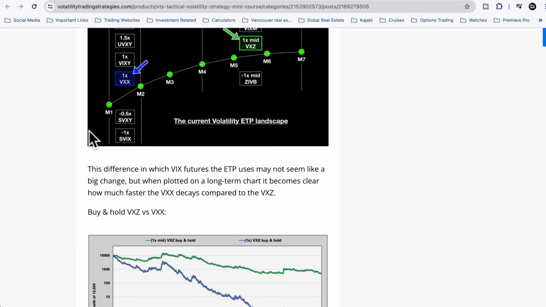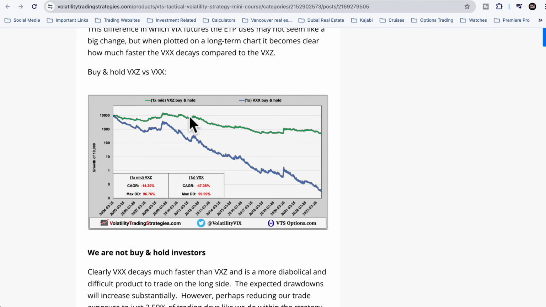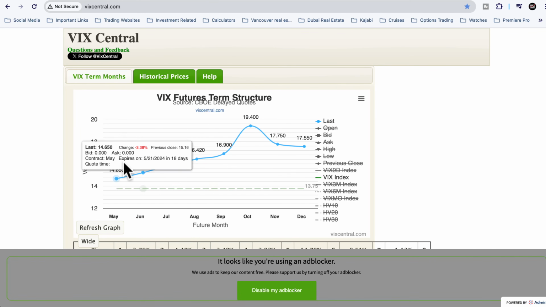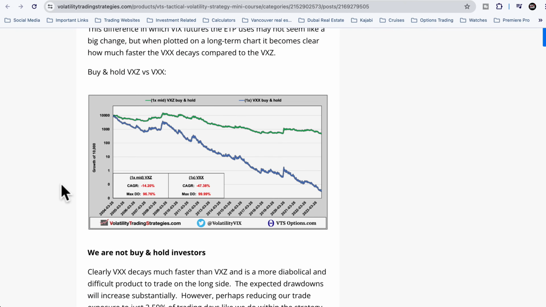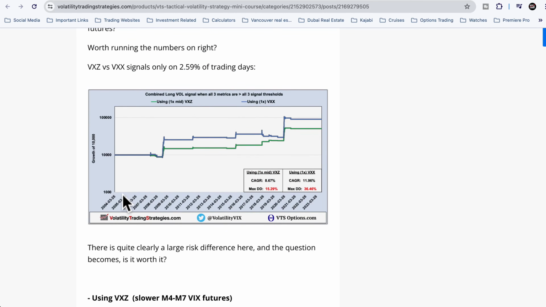But if you want to see a comparison between the VXZ and the VXX, I can just sub them out. Of course, the VXX is a stronger product because it's using the front 2-month VIX futures. But what ends up happening, yes, you could make a case that the performance is slightly better. You can see on a terminal basis, the performance is a little bit better, but the drawdown is a lot worse, right? So we're talking about my strategy, and this is only on 2.59% of trading days.